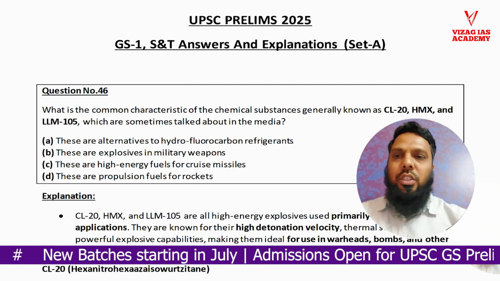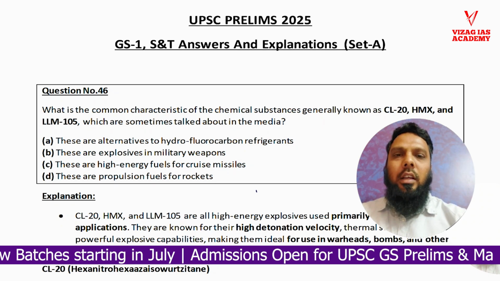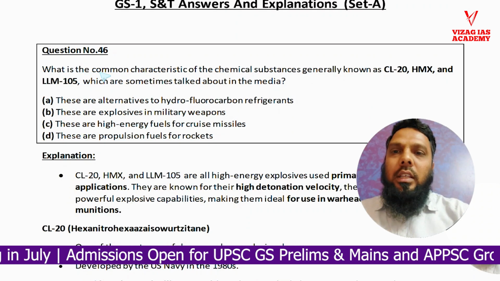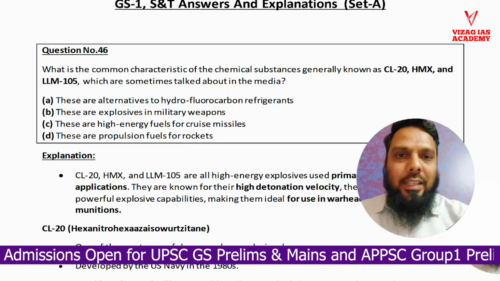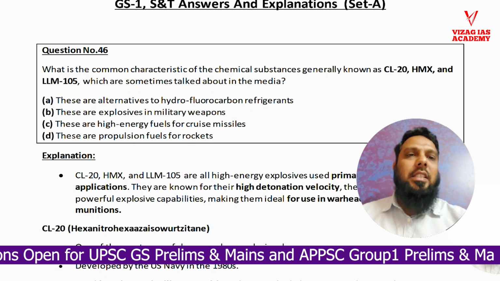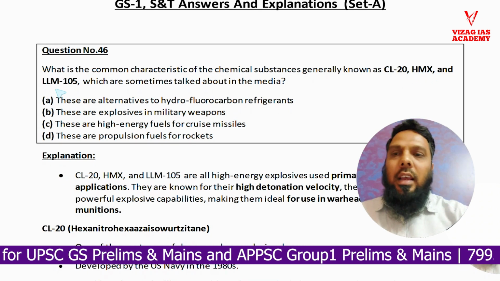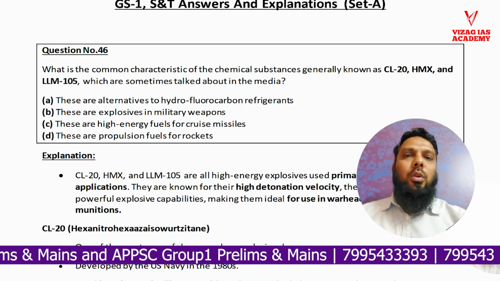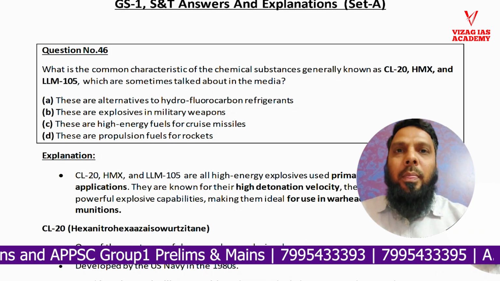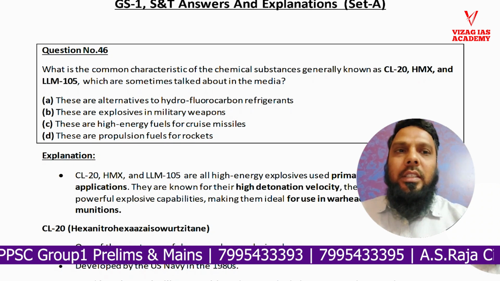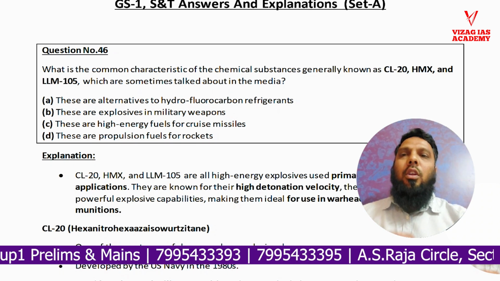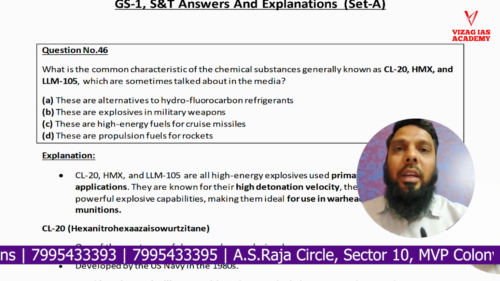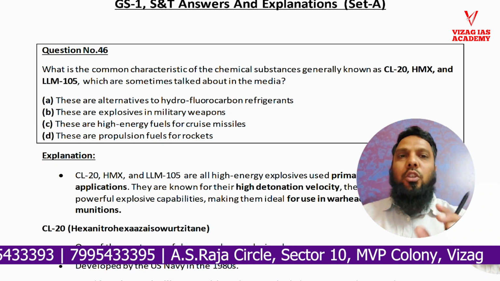The first thing we have is question number 46. Let's go through that. What is a common characteristic of chemical substances generally known as CL-20, HMX, and LLM-105, which are sometimes talked about in the media? So three chemical substances have been given, that is CL-20, HMX, and LLM-105. Now, what are these chemical substances? They have also recently been in the media. What is the common characteristic of all the three? So there should be something common.